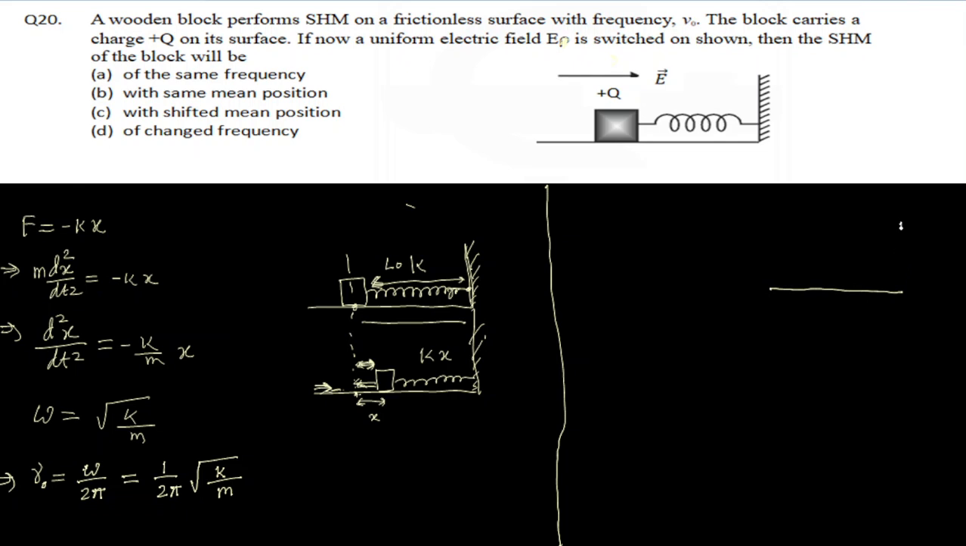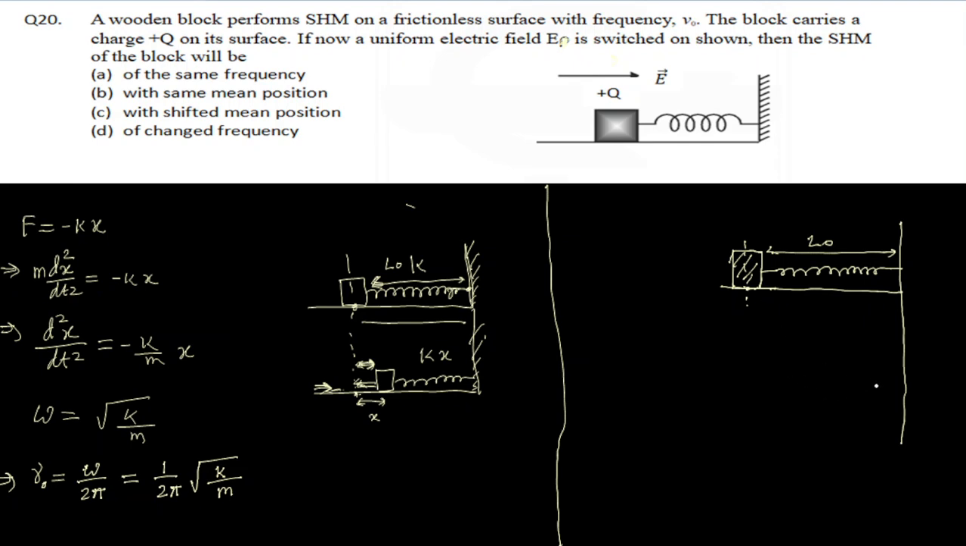This is a frictionless surface and this is the rigid wall. When we did not apply any electric field, let's say the block was at rest at this position at a distance L0 from the rigid wall, first case. And then if we give a displacement without applying an electric field, it will oscillate around this point at a distance L0.